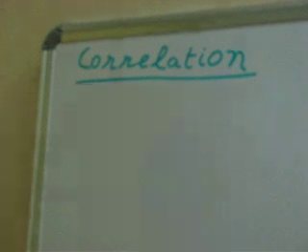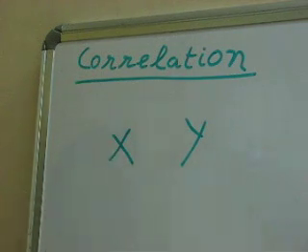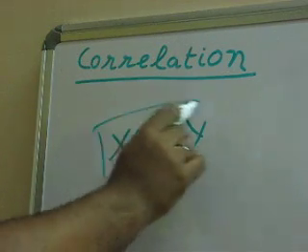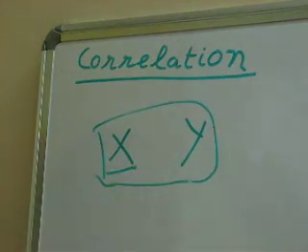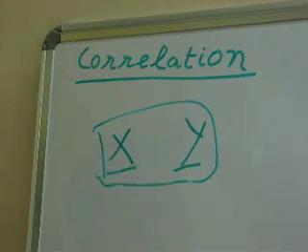Correlation is nothing but a way to determine the relationship between two variables. Let's say we have two variables x and y. Correlation tells you how these two variables are dependent on each other. Let's say x is an independent variable and y is a dependent variable. Using correlation you can determine how much y is dependent on x.